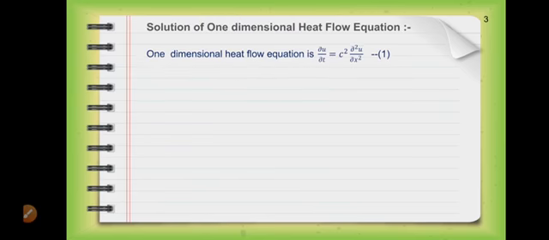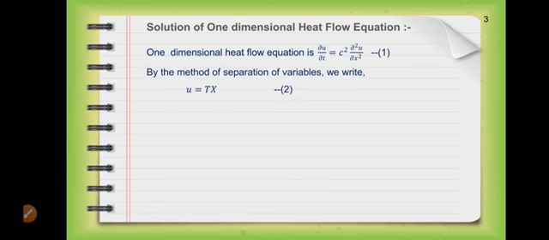So first consider the equation ∂u/∂t = c² ∂²u/∂x². Here we are going to apply the method of separation of variables. So we write the solution for u as u = T X, where T is a function of t alone and X is a function of x alone. Here we want the derivative of u with respect to t of first order and the derivative of u with respect to x of second order, obviously the partial derivatives. So let us find these two derivatives.